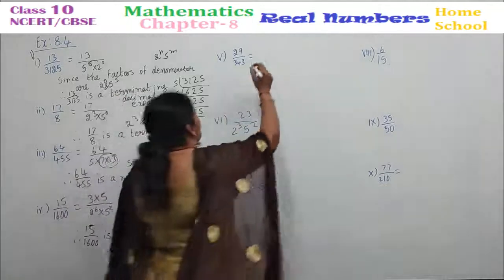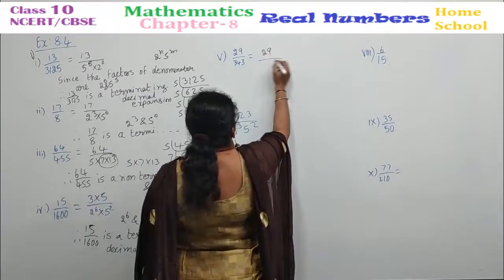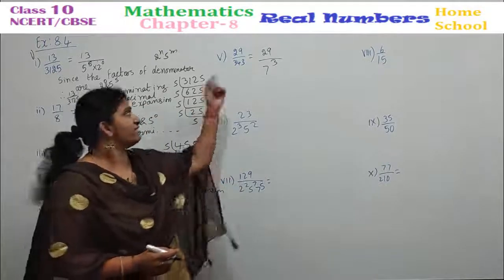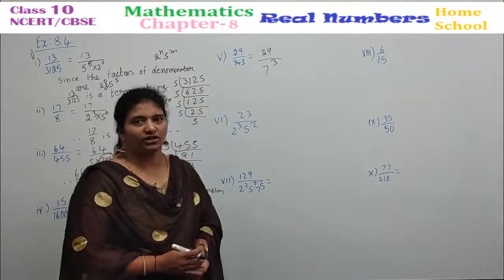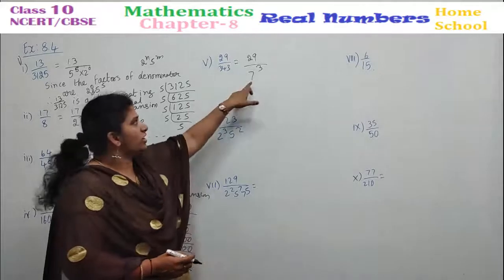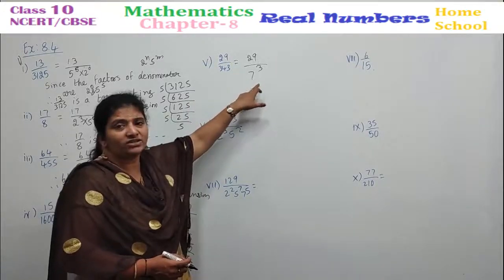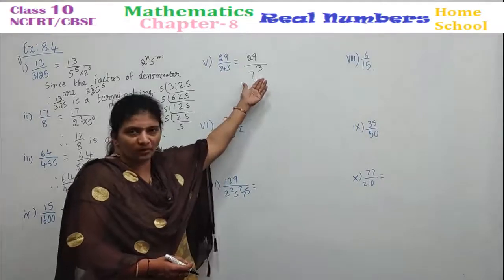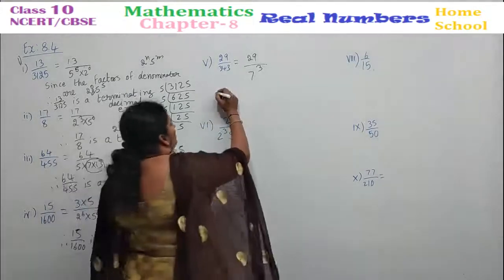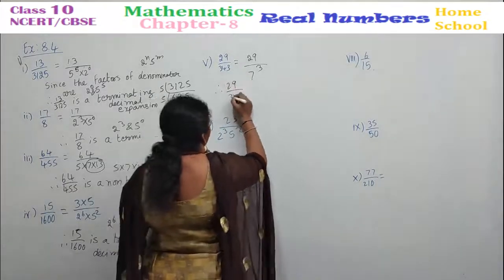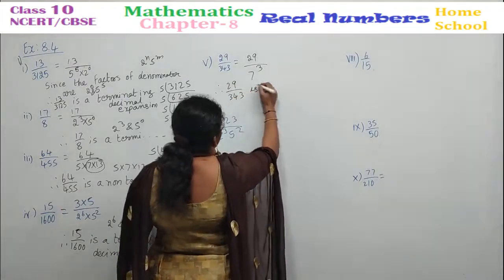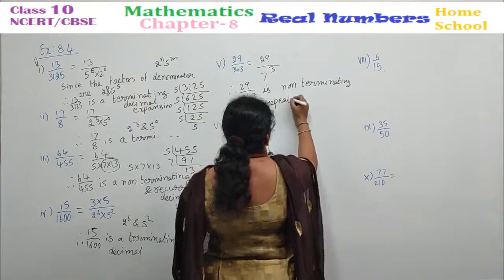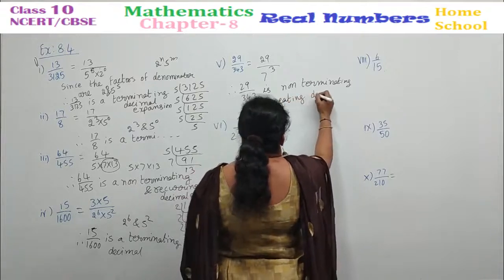Denominator, how can you write, children? 29 by 7 cube I can say. 7 7s are 49, 49 7s are 343. 7 cube. So in your denominator, you don't have factors of only 2 and 5. Other than 2 and 5 we have 7 cube there. So what can I say? Therefore 29 by 343 is a non-terminating repeating decimal you are going to get.